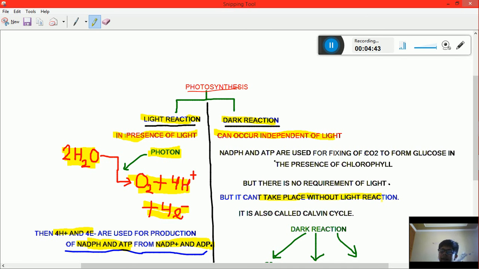Now why can't dark reaction take place without light reaction? The reason for this is that NADPH and ATP are necessary for dark reaction. Now those are obtained only by light reaction. So this is the main thing that is required in dark reaction.